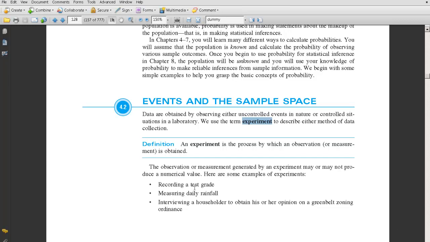Recording a test grade, measuring daily rainfall. So you go out and you have some instrument that measures how much rain falls in one day, and you go and you check it. So that's an experiment. Interviewing a householder to obtain his or her opinion on a greenbelt zoning ordinance. So you interview people and you see what they say. That could also be called an experiment.